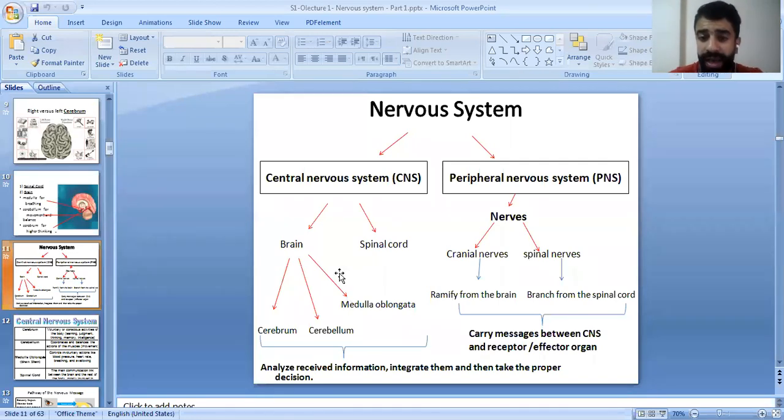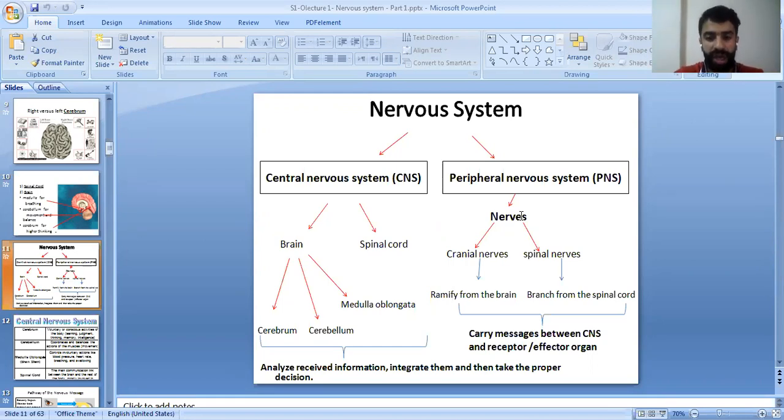And the nerves compose what is known as the peripheral nervous system, PNS. The peripheral nervous system has cranial nerves and spinal nerves. Cranial comes from the word cranium. So they ramify from the brain, whereas the spinal nerves branch from the spinal cord.